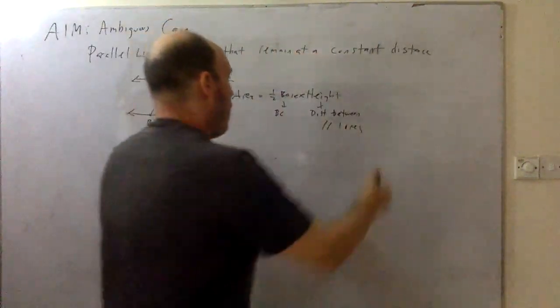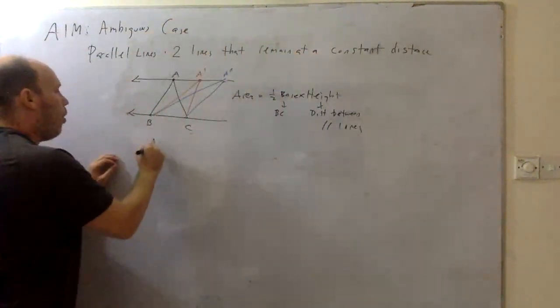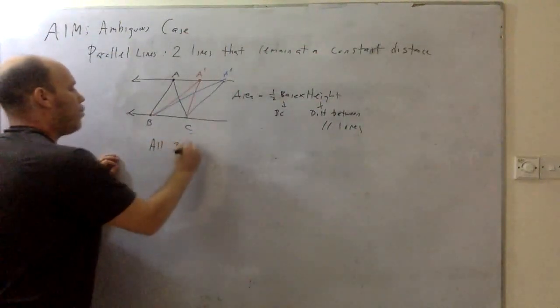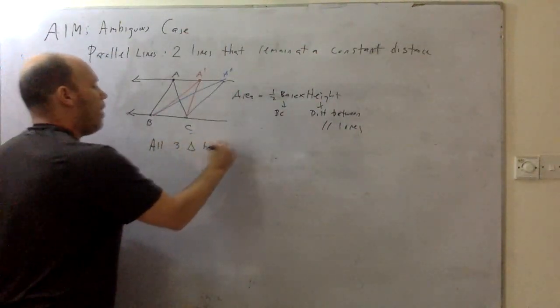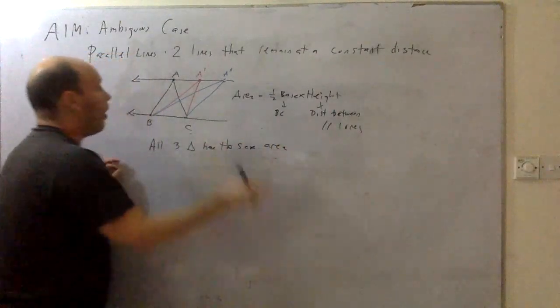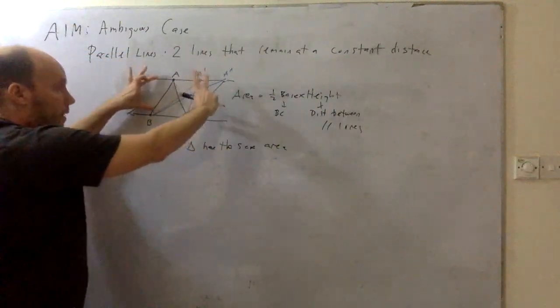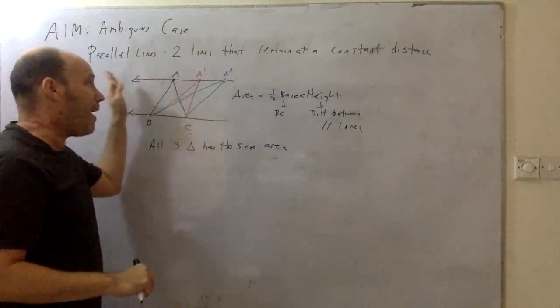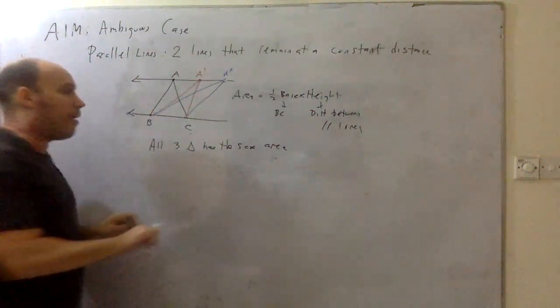So we conclude that all three triangles have the same area. Once again, they all have the same base, they all have the same altitude. Therefore, no matter where A is, any triangle has the same area.